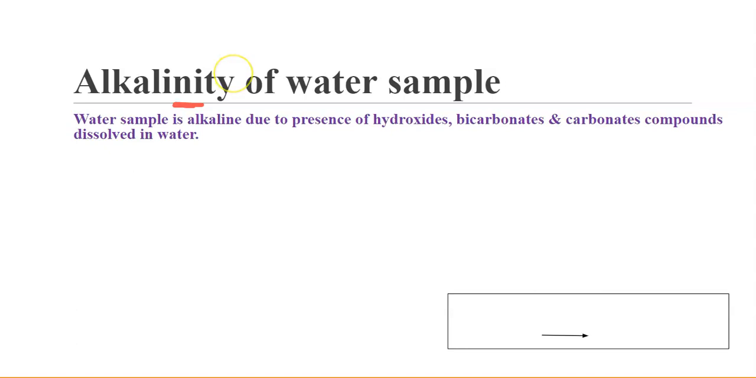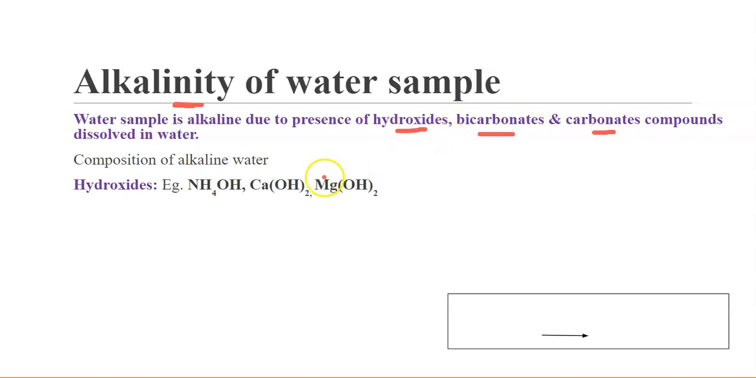Which compounds are those? Water has alkalinity due to the presence of hydroxides, bicarbonates and carbonate compounds which are dissolved in water. So let's have a look at examples of each. Hydroxides which can be dissolved in water are ammonium hydroxide, calcium hydroxide and magnesium hydroxide. Few examples are given. If hydroxide compounds are dissolved in water, then it will make the water sample alkaline. That means it will make its pH higher, more than 7.